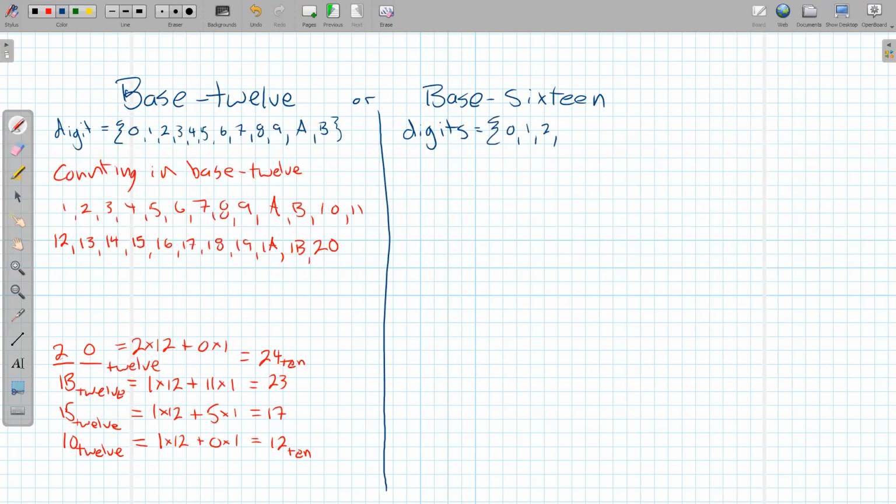zero, 1, 2, 3, 4, 5, 6, 7, 8, 9, 10, 11, 12, 13, 14, 15. And 15 plus the 0 gives me 16 digits total. Those are my digits. Okay. So I had 10 common digits. I needed 6 more that were a single digit. The common choices are A, B, C, D, E, and F. Normally they're capitalized, but it really doesn't matter.